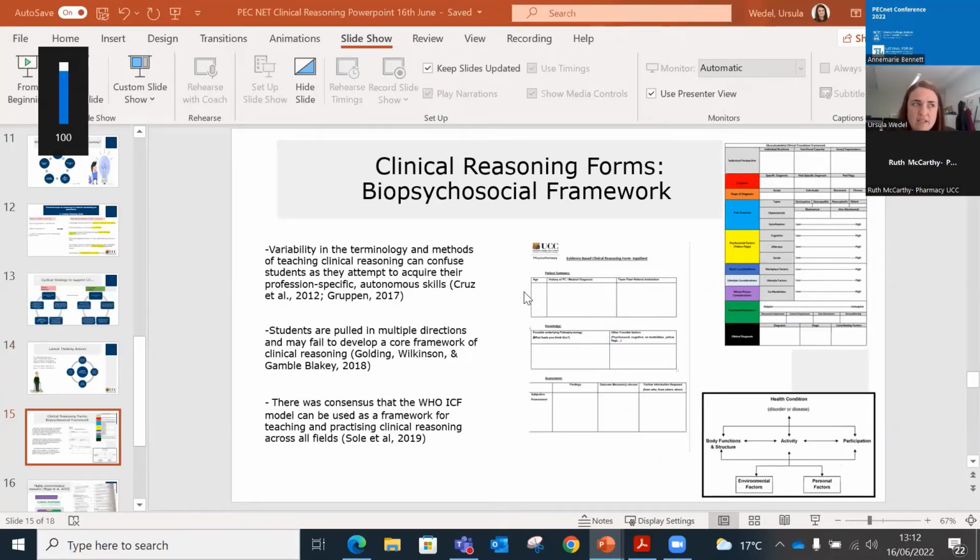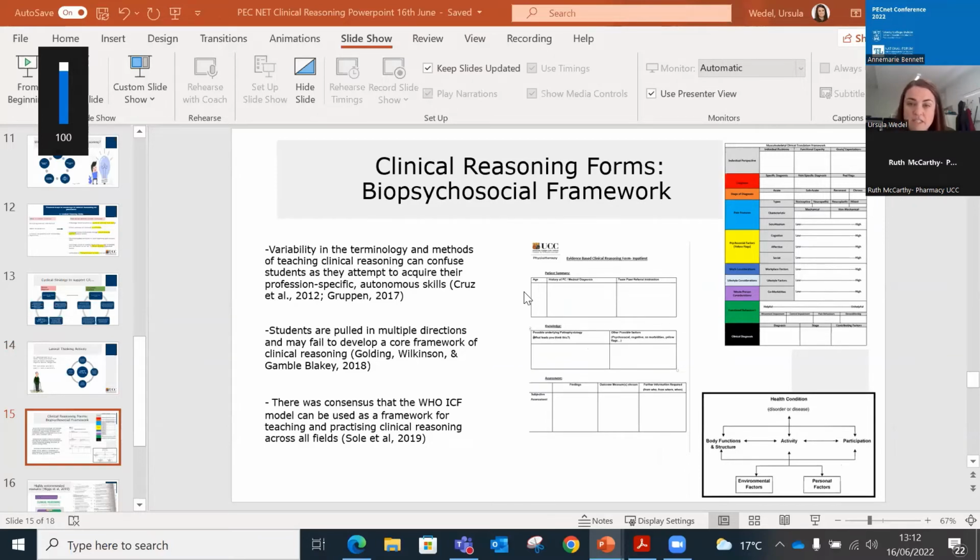Across the literature, it does say that variability in terminology and methods of teaching can confuse students as they attempt. So I think from a curriculum point of view, it's really important that we use the same documentation in the university as we do out on placement.